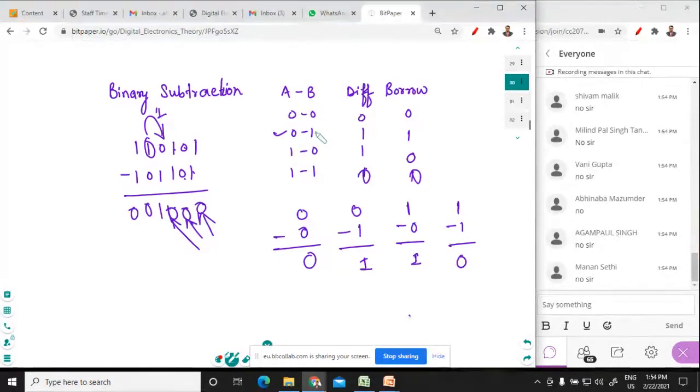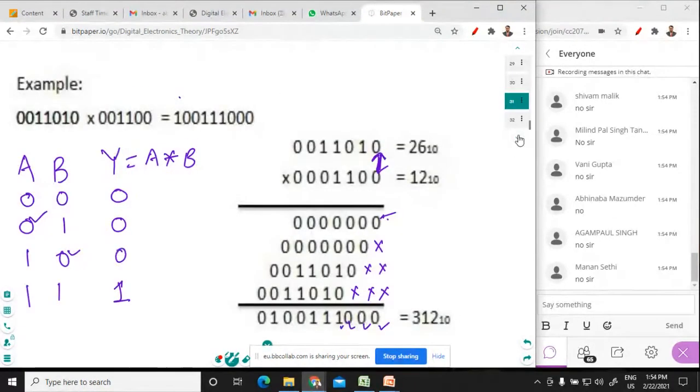When you subtract 1 from the 0, you have to take one borrow. Okay, and difference is also 1. Again, you have to subtract 1 from 0. You will get difference as 1, but borrows 0. Okay. Then 1 minus 1, your difference is 0. Okay. There should not be any borrow in this case.